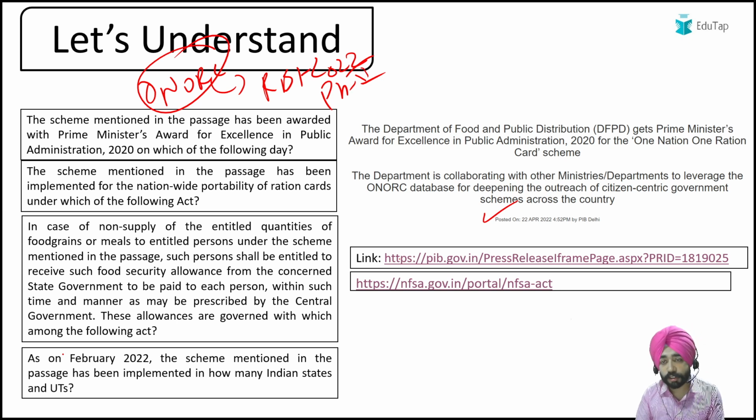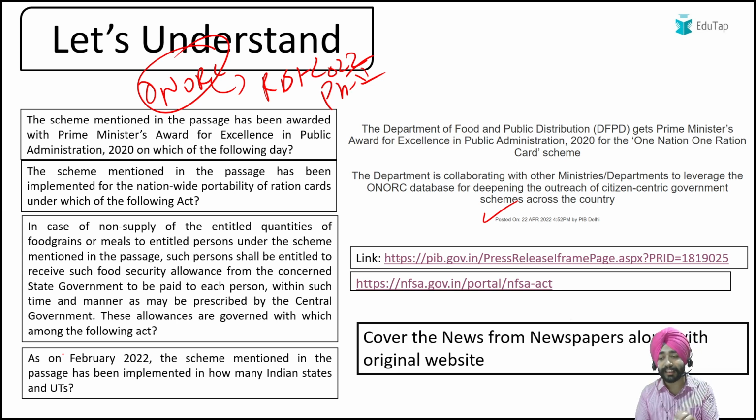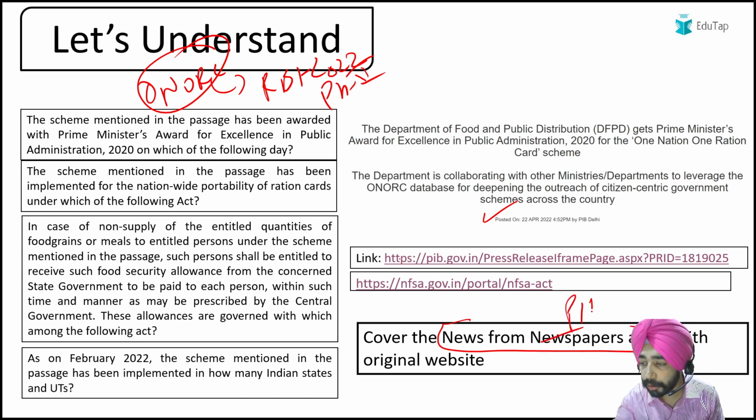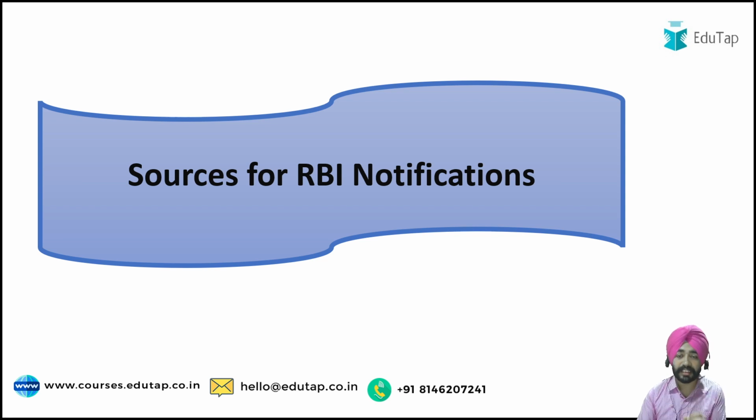So now we have understood about schemes. The last part is, guys, cover the news from newspapers, PIB along with the ministerial website. Now the next thing here is sources for RBI notifications. So what could be an important source for RBI notifications, guys?